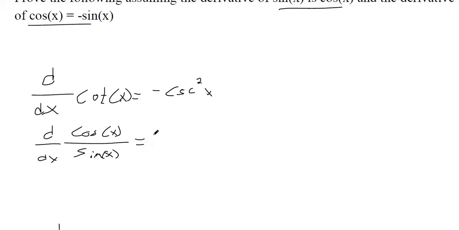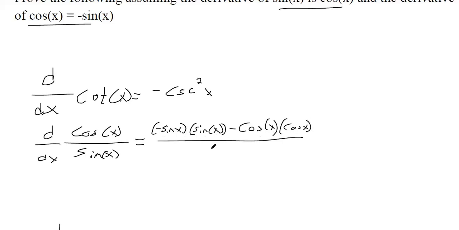And the quotient rule says you take the derivative of the top function. So negative sine of x is the derivative of cosine, times the bottom function kept the same. And then you subtract that by the original top function times the derivative of the bottom function. The derivative of the bottom function sine x is cosine x. And then it's all over the bottom function squared. Okay, so now we've taken the derivative.